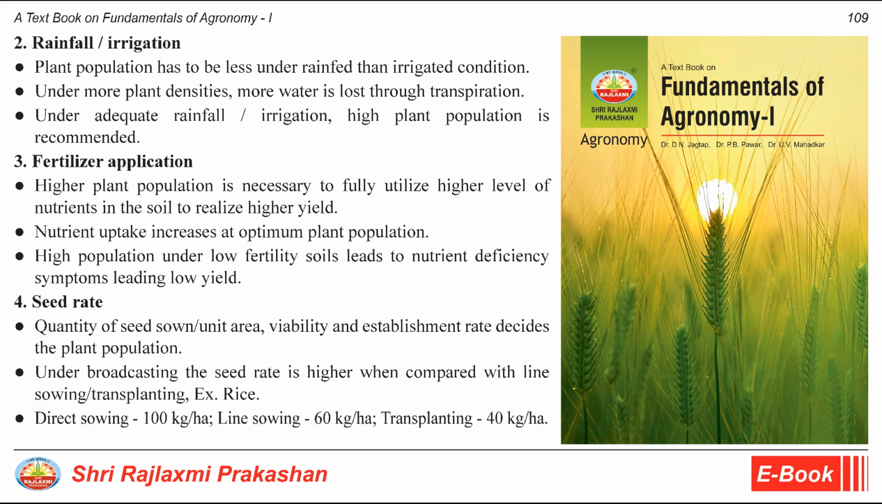Number 4. Seed rate. Quantity of seed sown per unit area, viability, and establishment rate decide the plant population. Under broadcasting, the seed rate is higher when compared with line sowing and transplanting. Example: rice. Direct sowing 100 kilograms per hectare, line sowing 60 kilograms per hectare, transplanting 40 kilograms per hectare.